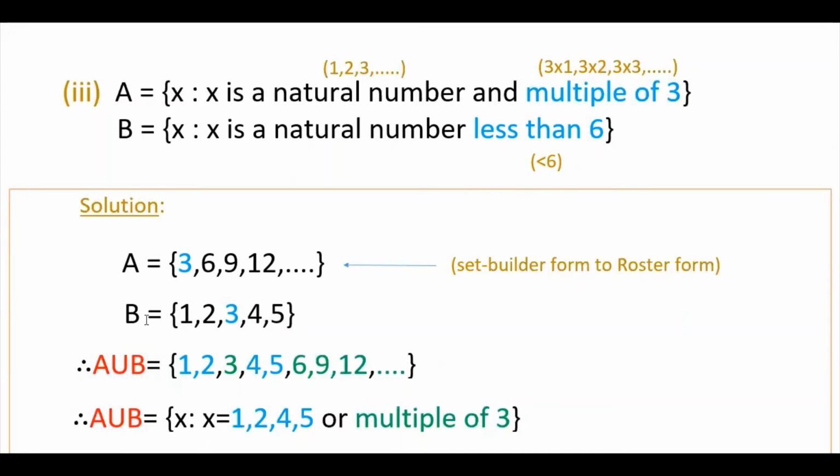So if you union these two sets, A union B, you can see that only 3 is repeating here. So 1, 2, 3, 4, 5 are the elements of set B, and the remaining are 6, 9, 12, etc. And if you write this in set builder form, A union B is equal to {x such that x is equal to 1, 2, 4, 5 or a multiple of 3}. Because 3, 6, 9, 12, etc. are multiples of 3, so you can write x is equal to 1, 2, 4, 5 or a multiple of 3.